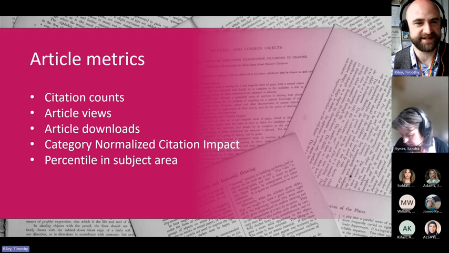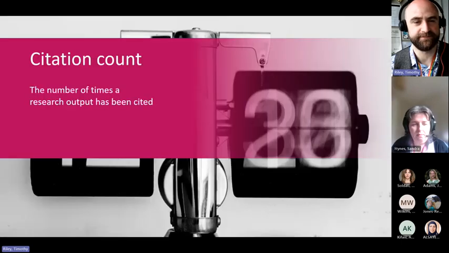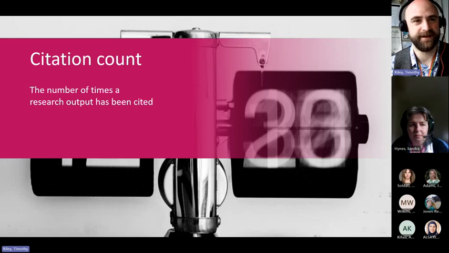So if we think about citation counts to begin with, now it's pretty much as simple as it sounds. A citation count at its simplest is the number of times a research output has been cited by other researchers in the published literature. So yeah, it is a fairly basic number, and it goes up. It's just like a tally counter that goes up every time somebody cites a paper. That gets added to the citation count.